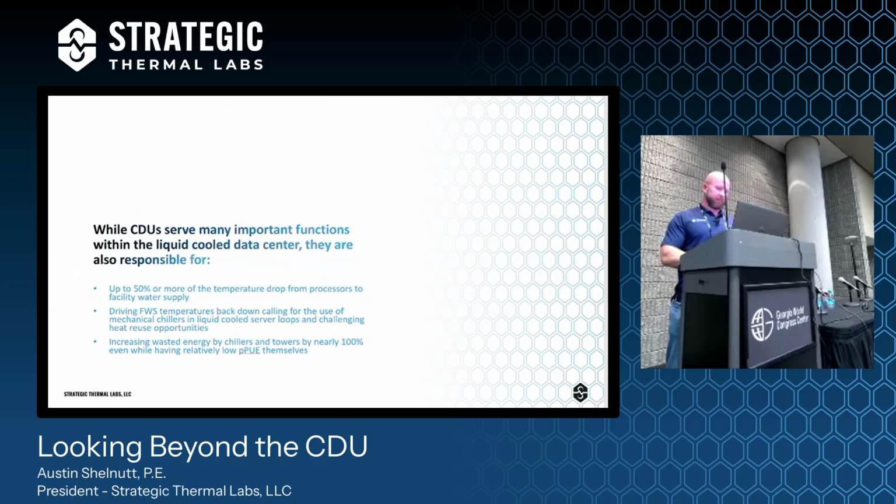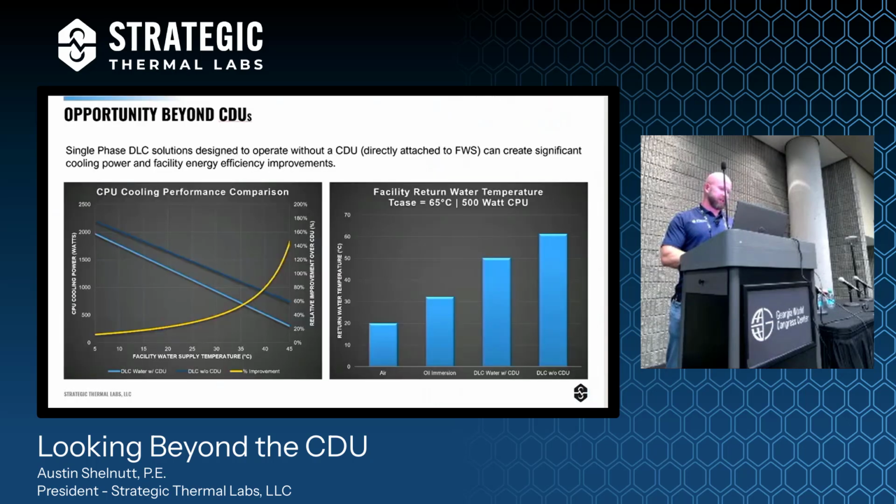I think I've already covered that in fairly good detail. So what about a world where we didn't have CDUs as an example? And so just kind of running this to put some numbers up here. The big win here is that for equivalent facility water supply temperatures, we can remove significantly more heat from a similar package. If we keep all parameters exactly the same, heat removal goes up significantly, in some cases over 100%.